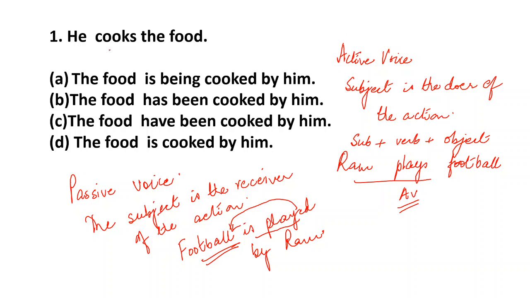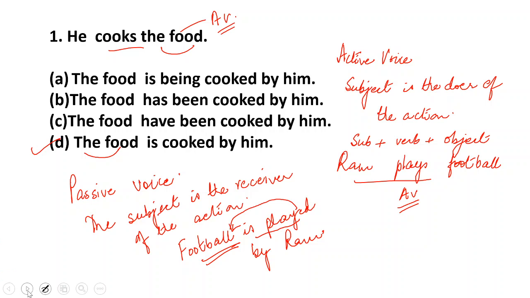Now take this sentence. He cooks the food. Very simple. This is an active voice sentence. You have to change it into passive voice. So the food is being cooked by him? The tense of the sentence changes, so it is not correct. The food has been cooked by him? No. The food have been cooked by him? No. He cooks the food. Very simple. What you have to do is make the object the receiver, that is, the object becomes the subject. The food is cooked by him. So this is the correct option.